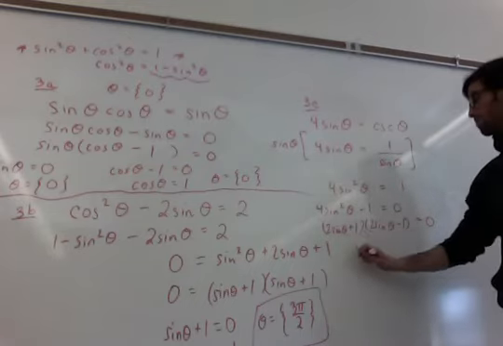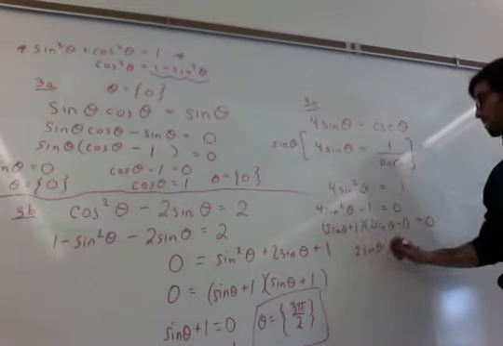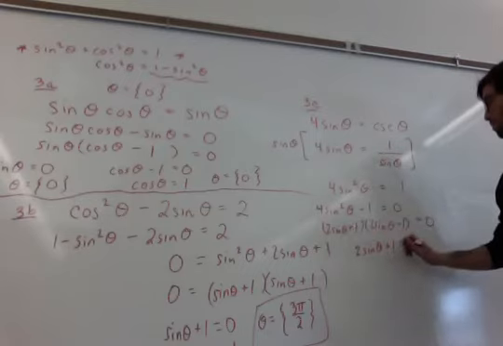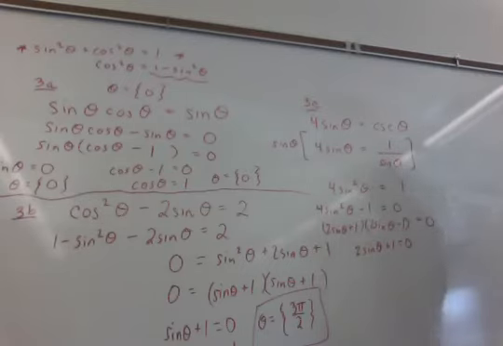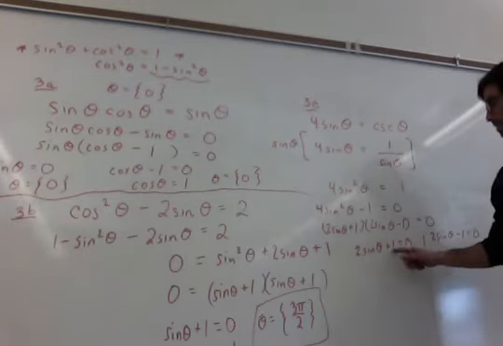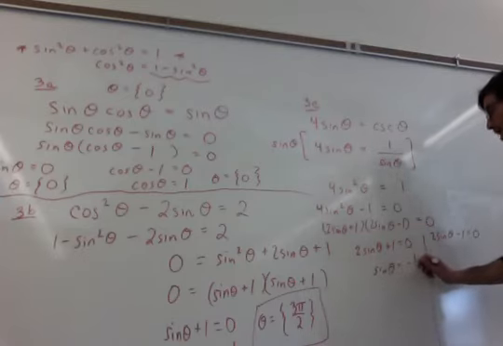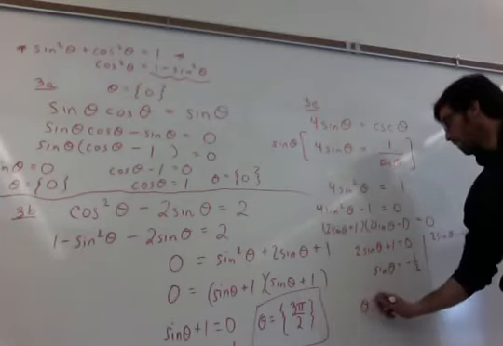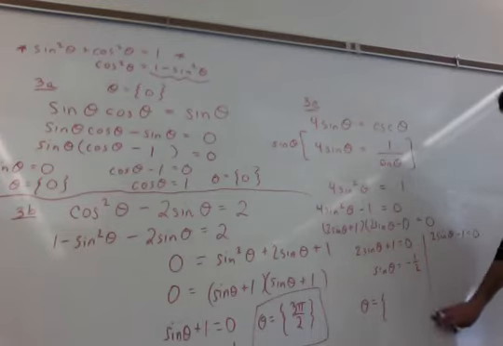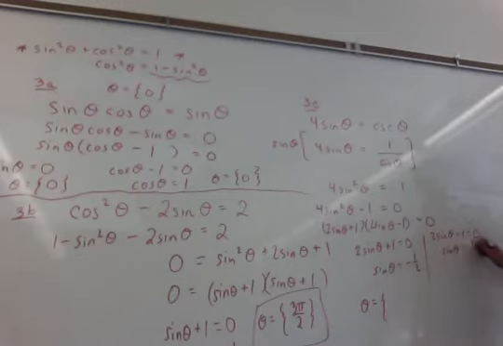Now we have two different factors. We've got to consider where either one might be 0. 2 sine theta plus 1 is 0, and we also have to solve 2 sine theta minus 1 is 0. Take away 1, divide by 2, so we have sine theta equals -1/2. And here, add 1 and divide by 2, and sine theta is +1/2.